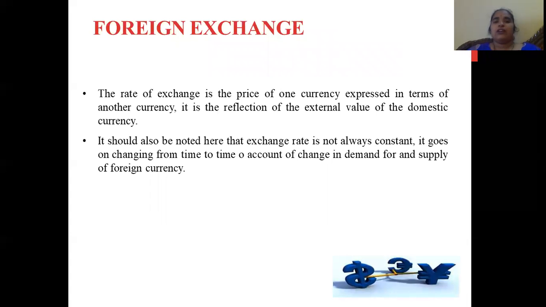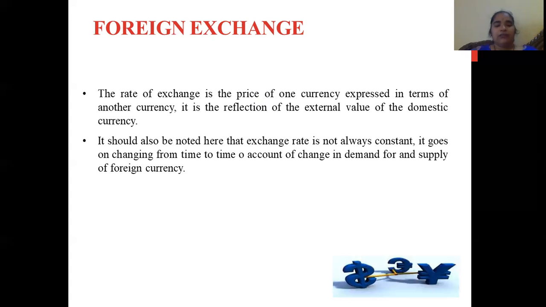We have discussed this before, so just a brief recap. What is a foreign exchange? A rate at which one currency is expressed in another currency. It is a reflection of the external value of the domestic currency. Exchange rate is never constant. It is always going up and down based on the demand and supply. So if the demand is more and supply is less, the exchange rate shifts upwards. On the other hand, when demand goes down, the rate will come down.